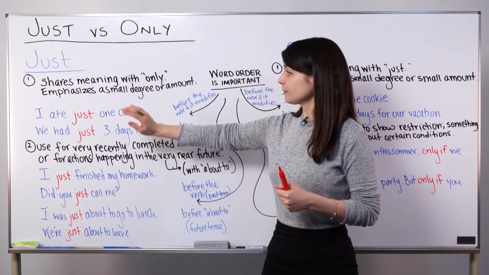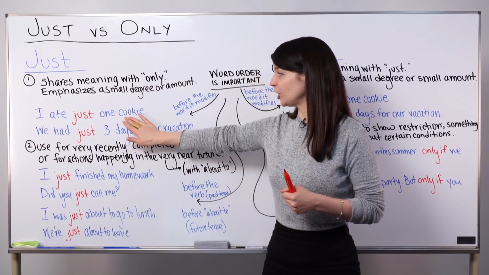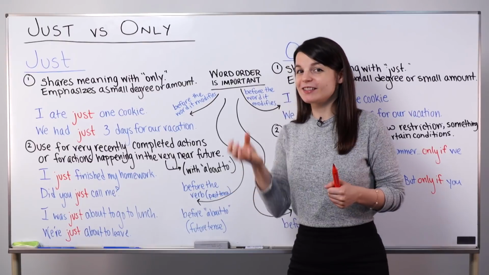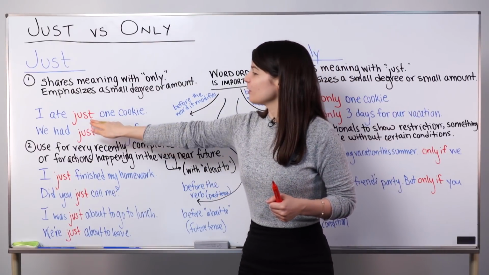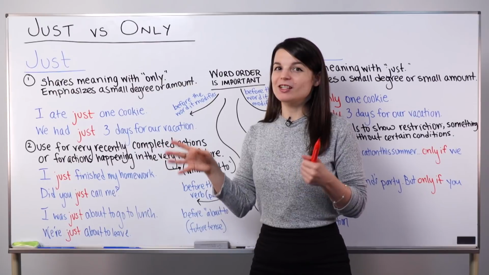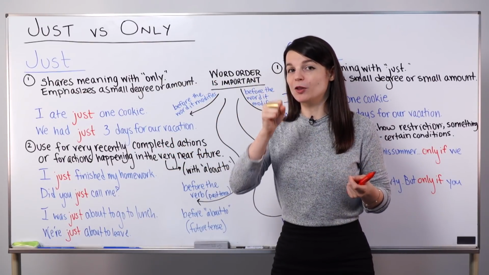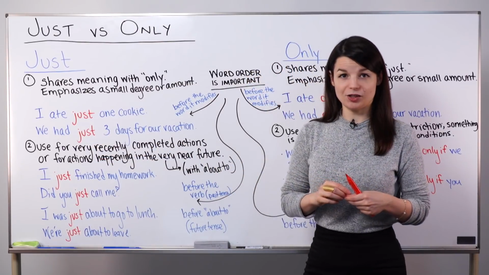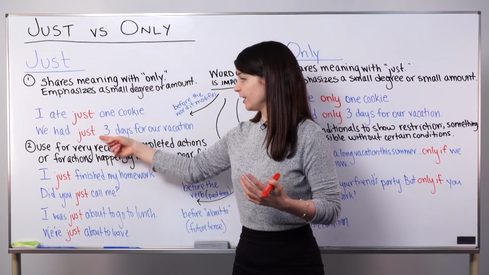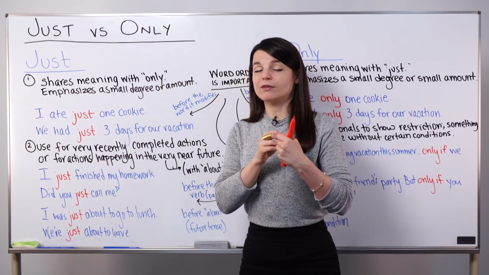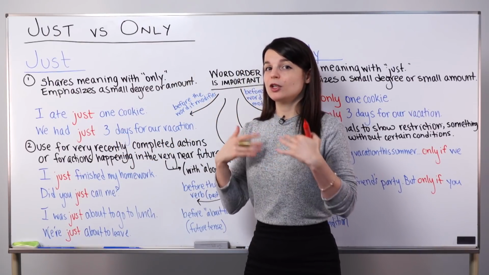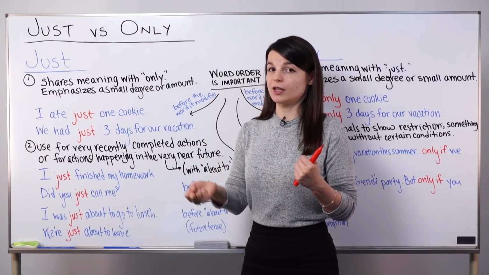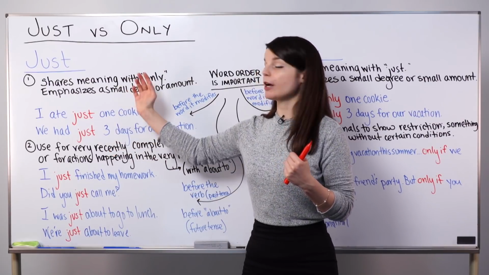Some examples. I ate just one cookie here. So the point that I want to make smaller, I want to emphasize this one cookie, I use just to show. So not two, not three, one. I want to emphasize the small number there. Second, we had just 3 days for our vacation. So here I want to emphasize 3 days was a small amount of time. So just 3 days shows that the speaker feels it was not a large degree, like it was not a large amount of time for vacation. So we use this for emphasis.